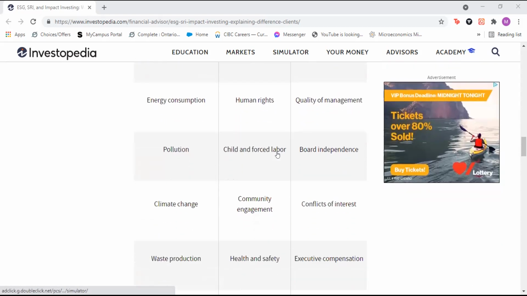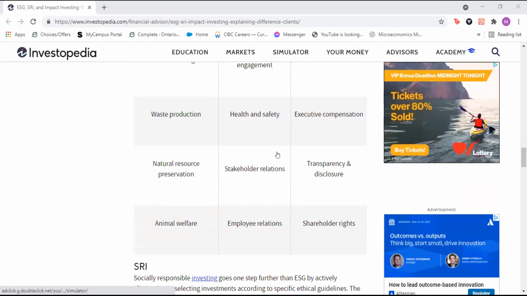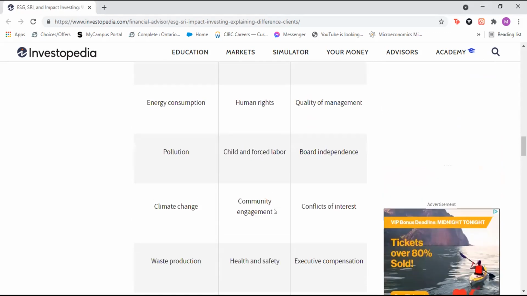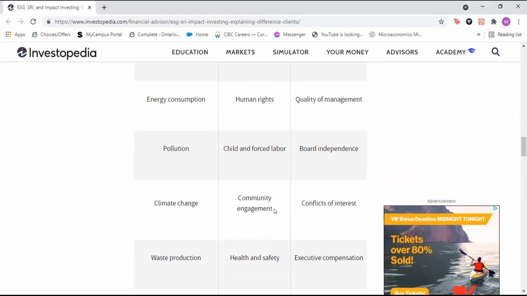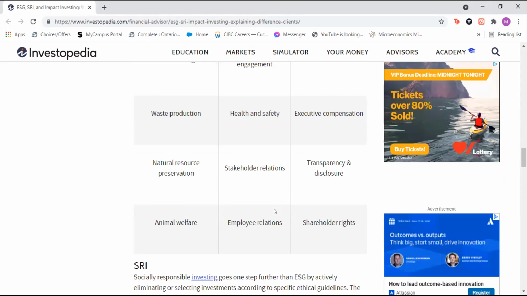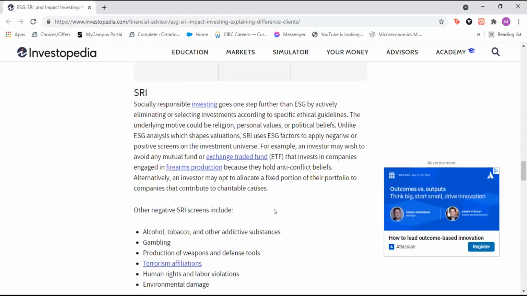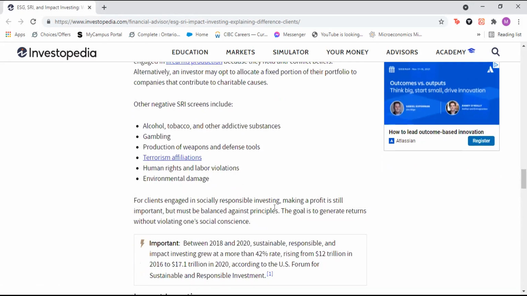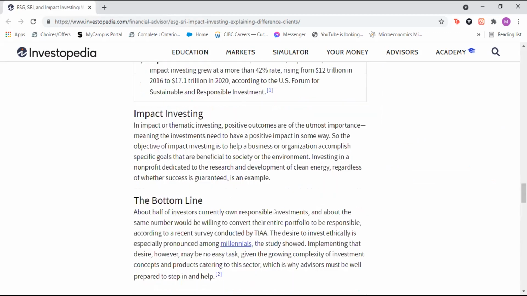Environmental will be energy consumption, pollution, climate change, waste production, animal welfare. Social will be human rights, child and forced labor, community engagement, health and safety, stakeholder returns, employee relations. And governance would be corruption, conflict of interest, executive compensation, transparency, and disclosure. And then SRI is focused on eliminating investments based on ethical guidelines. That includes eliminating gambling, alcohol, tobacco, production of weapons, terrorism affiliations, human rights and labor violations, environmental damage.